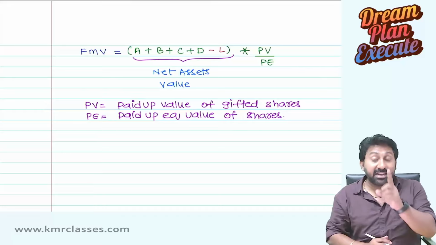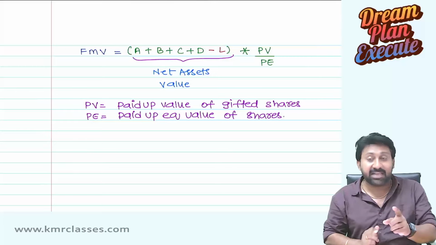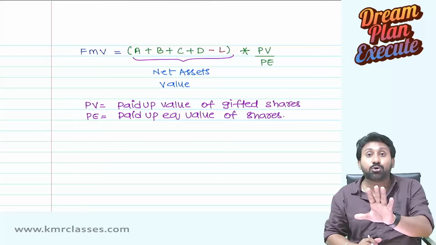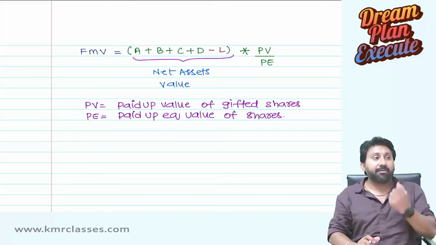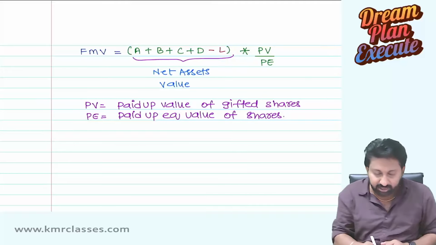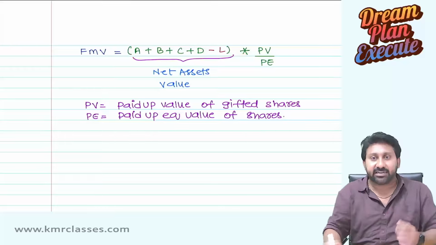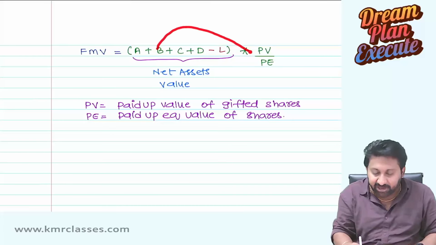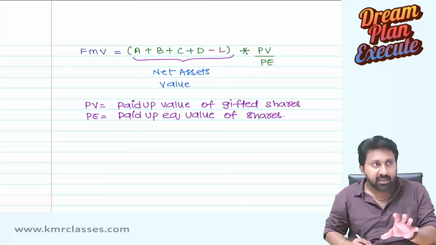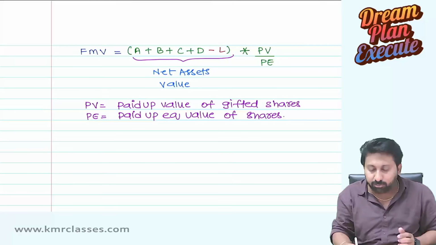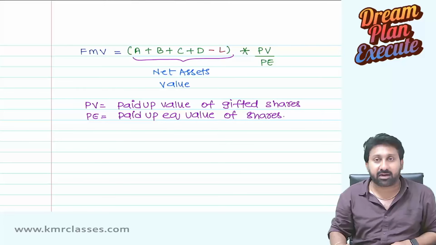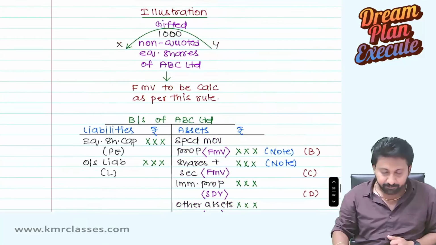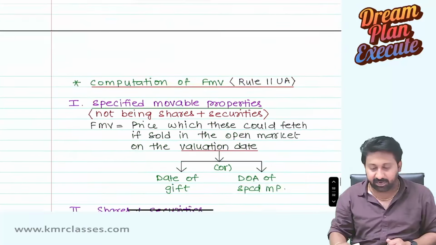That's why in FM classes so many times I used to tell, shares do not have any value on their own. Shares will derive value from the assets. So here, what is this total net assets? If these net assets are attributable to total PE, what is the value attributable to my gifted part? That is the PV. That's called the fair market value of the shares. So this is how we need to calculate.